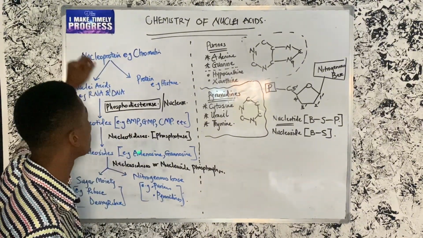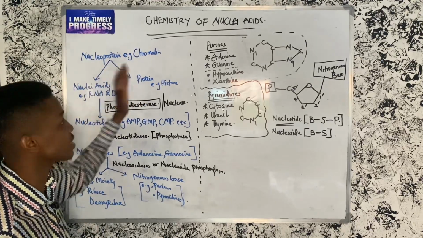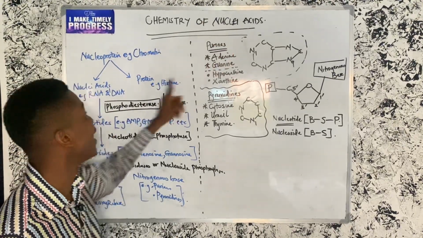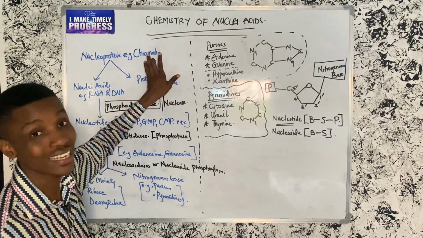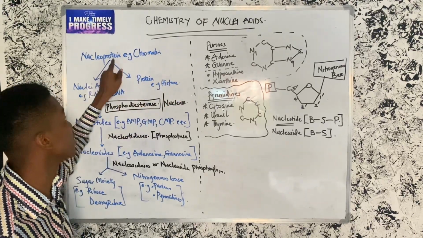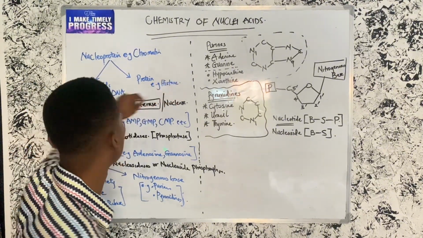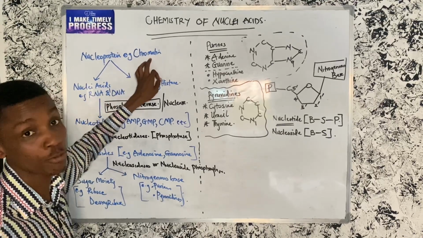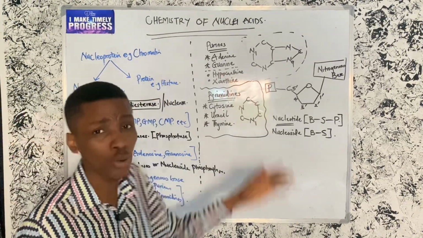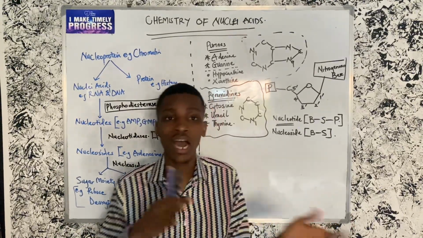Now, these nucleoproteins, when broken down, have two parts. The nucleic acid, which is what we are learning today, and the protein. Usually, if I'm using chromatin as an example, the protein in the nuclear protein called chromatin is called histone, whereas the nucleic acid is usually DNA. But in the human body generally, the nucleic acids we can have are either DNA or RNA.